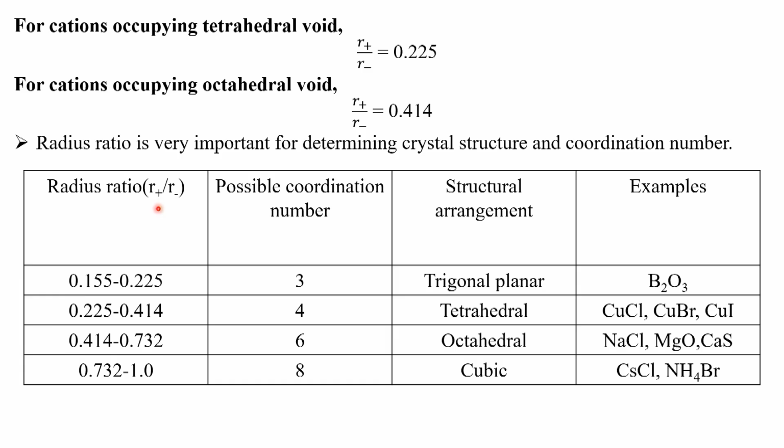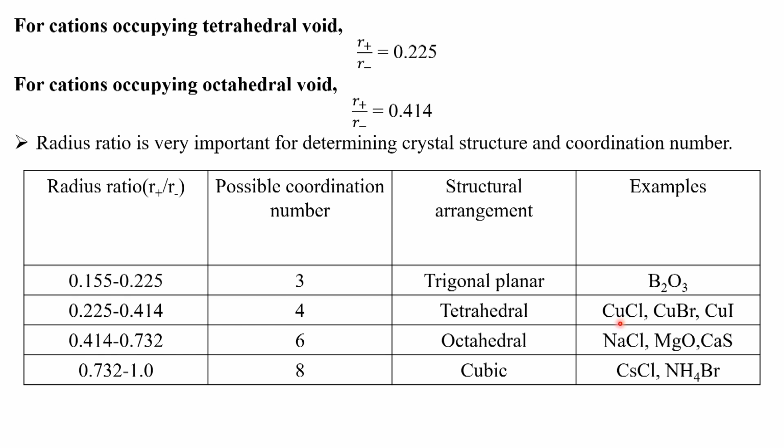If the radius ratio falls between 0.155 and 0.225, the possible coordination number is 3. The structural arrangement will be trigonal planar, for example B2O3. When the radius ratio falls in the range 0.225 to 0.414, the possible coordination number is 4. The structural arrangement will be tetrahedral.